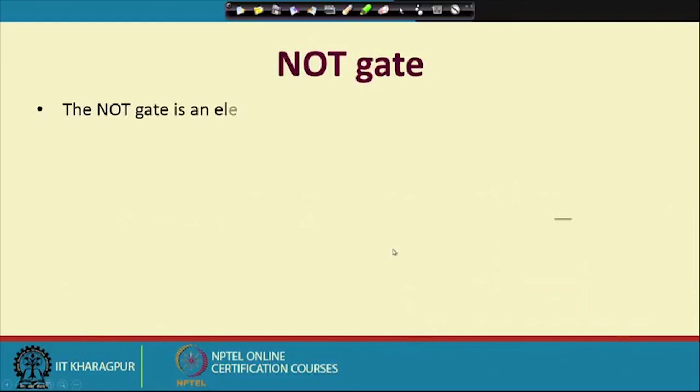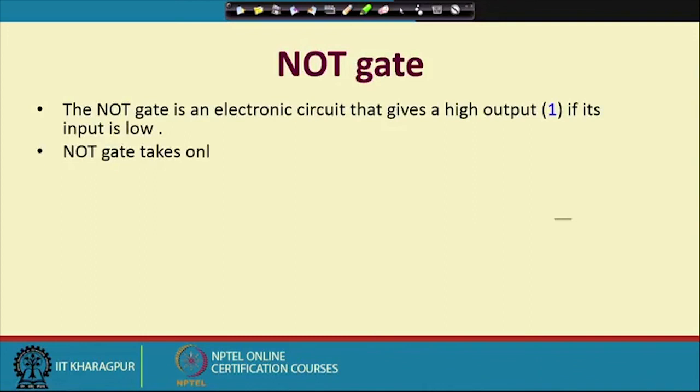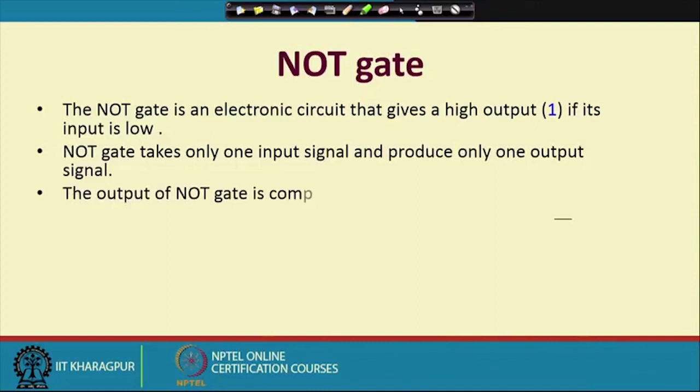Then the NOT gate. NOT gate is another electronic circuit that gives high output if its input is low, and it takes only one input signal. So, it is a single input gate, unlike the AND gate and OR gate. The output is the complement of the input. If input is 0, output is 1, and if input is 1, output is 0. This is also often known as an inverter. Another very common term for this NOT gate is inverter.